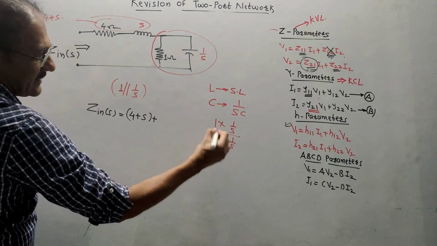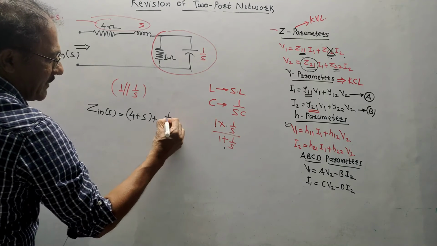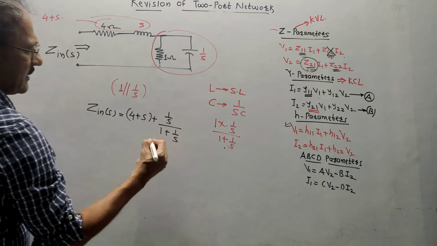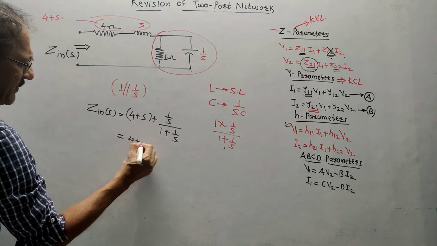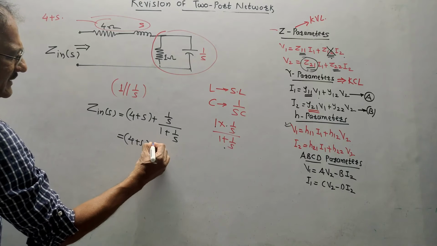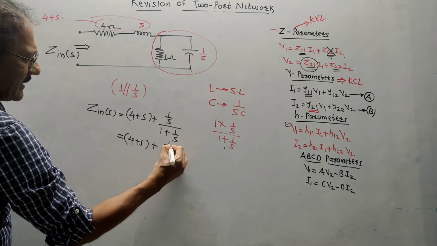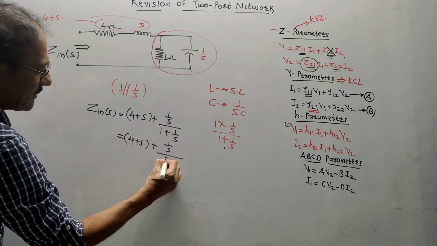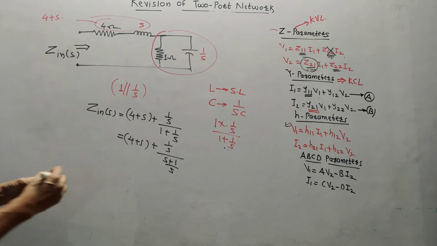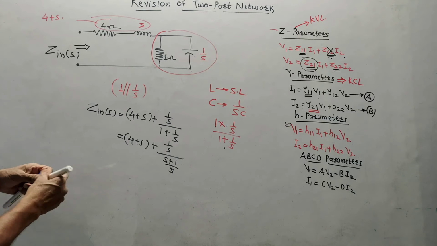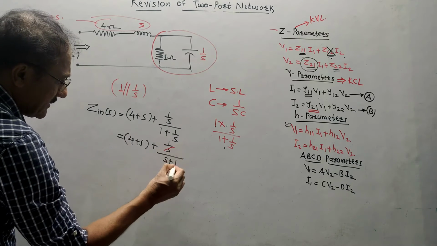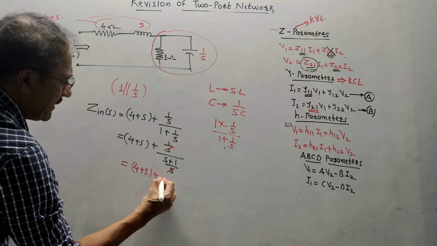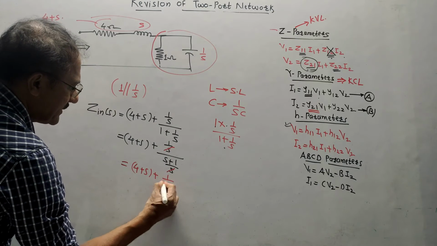Just now I have written the answer 1 into 1 by S, that means simply 1 by S upon 1 plus 1 by S. How to simplify it? This 4 plus S remains as it is, plus 1 by S, keep it as it is. For this, take S as LCM, so it becomes S plus 1 upon S. So cancel out these terms, and the equation becomes 4 plus S plus 1 upon S plus 1.